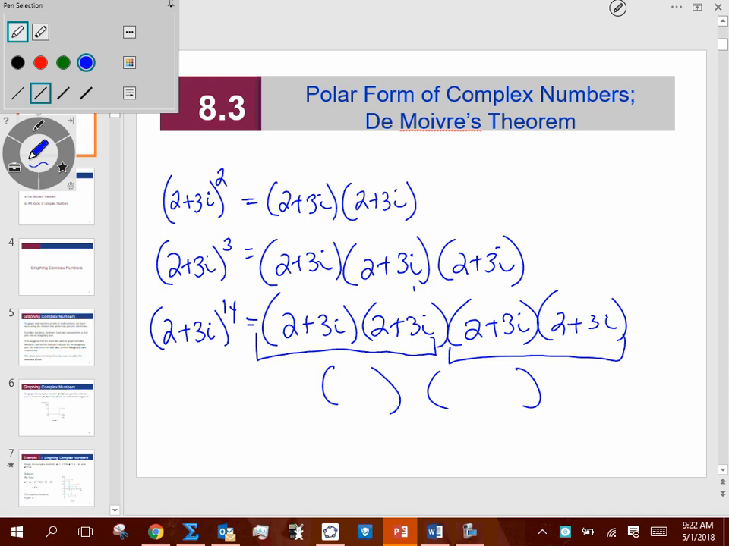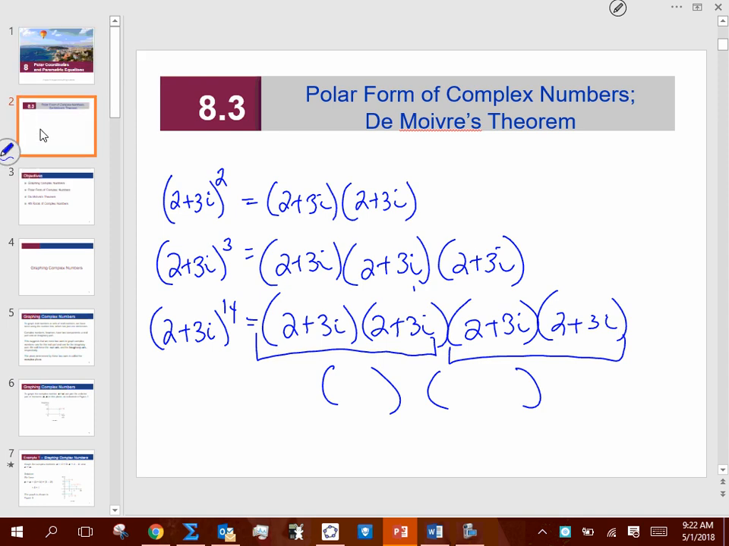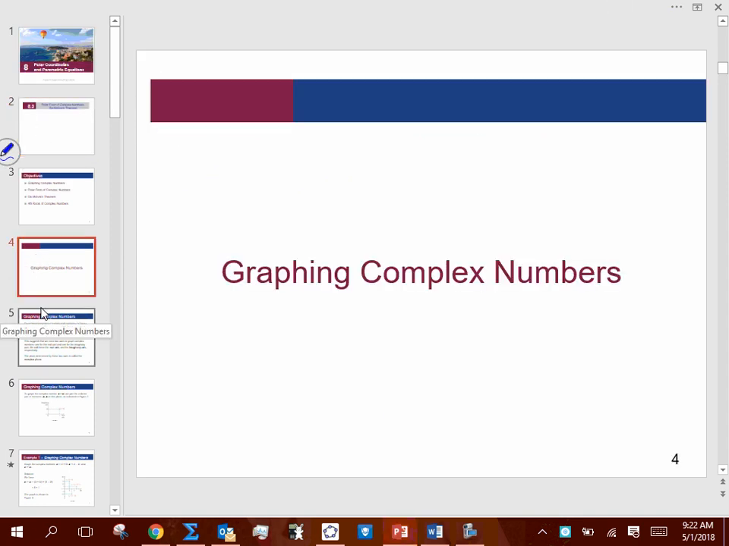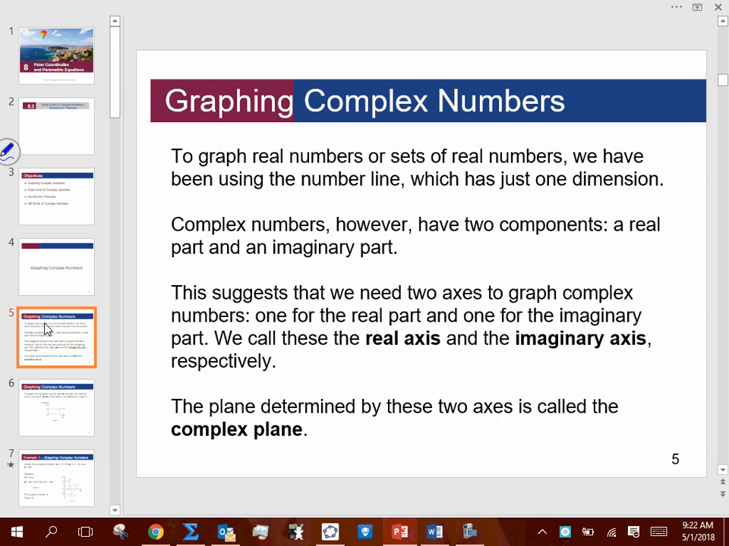Okay, we'll try to get through all the stuff that's going to lead us into tomorrow. Our discussion should start with what De Moivre's theorem is. Okay, but we need some kind of foundational terminology, notation, that kind of stuff to get there. All right. First thing is graphing complex numbers. This is something we've never done before.